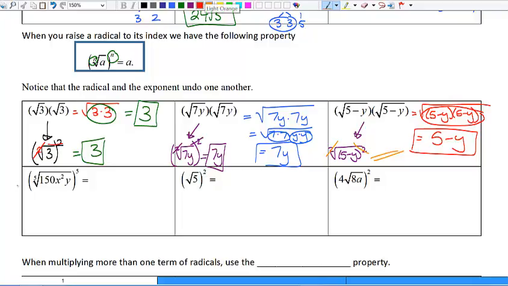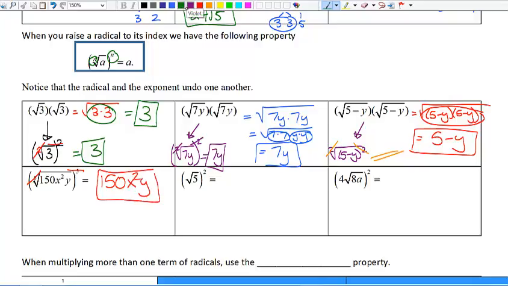Now on this next problem, we have the fifth root of 150x squared y to the fifth. I don't really want to write that out 5 times and then circle the groups. I definitely don't want to do that. I really want to take the shortcut that the 5 index and the 5 exponent undo each other, and you're just left with 150x squared y.